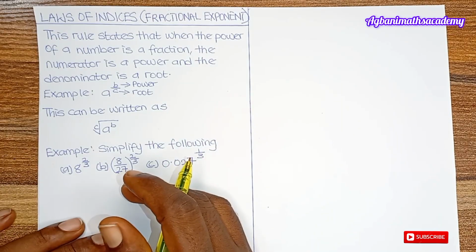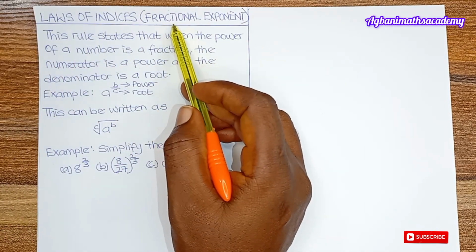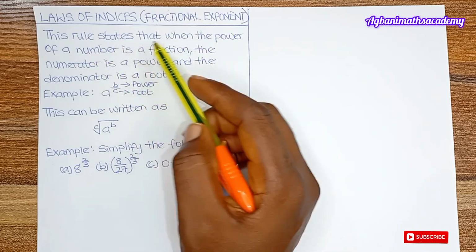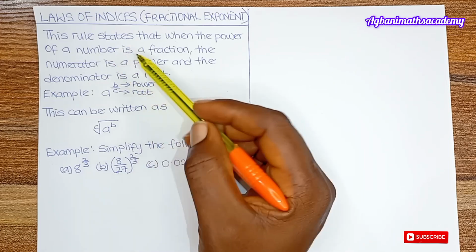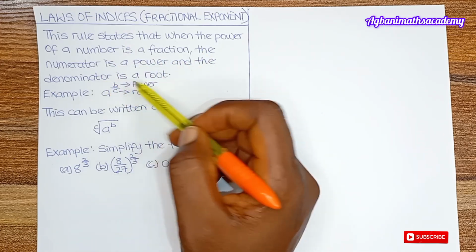Hi guys, in this fifth video in our series on laws of indices, we'll be looking at fractional exponents, or laws of fractional exponents. This rule states that when the power of a number is a fraction, the numerator is a power and the denominator is a root.